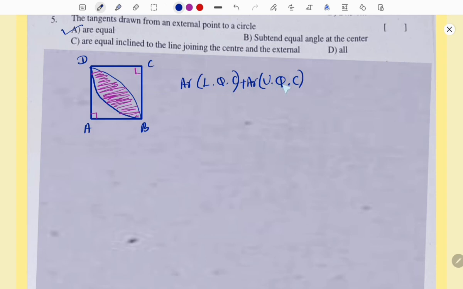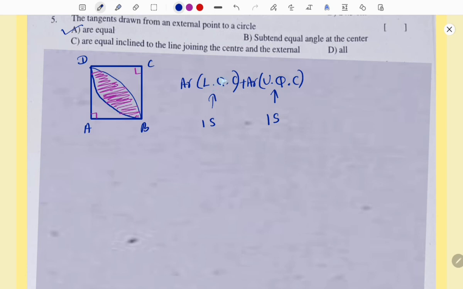Now you can add both. In this figure one shaded part is there, yes or no? One shaded part. In this figure also one shaded part is there. So in total, how many shaded parts in both? 2 shaded parts are there, yes or no?